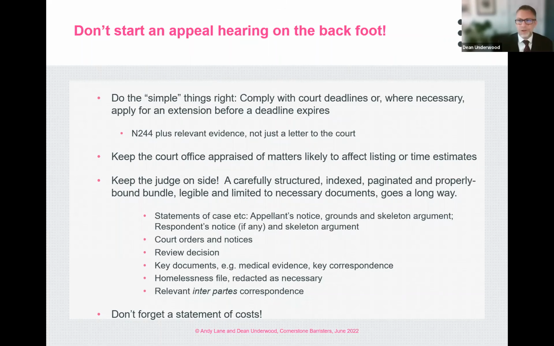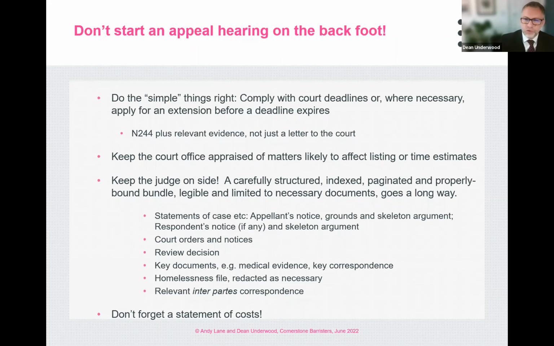Don't do what one of my clients did, bless them, in a recent case, not a Section 204 appeal, which was to turn up to court with a bundle that was not just not bound, but not hole punched, didn't have a full index, and the pagination was also incomplete. Needless to say, they incurred some judicial disfavour at the start of that hearing.